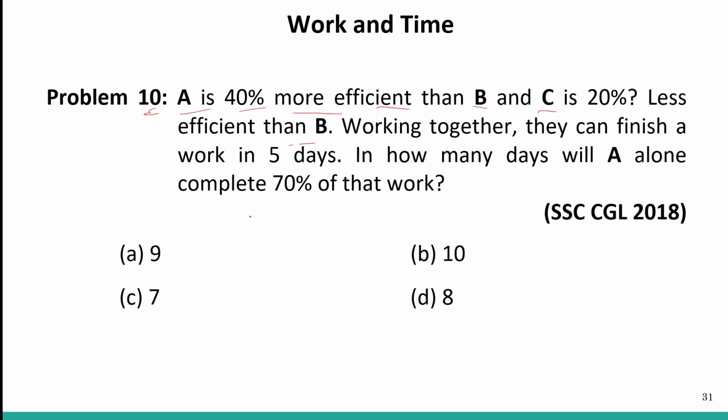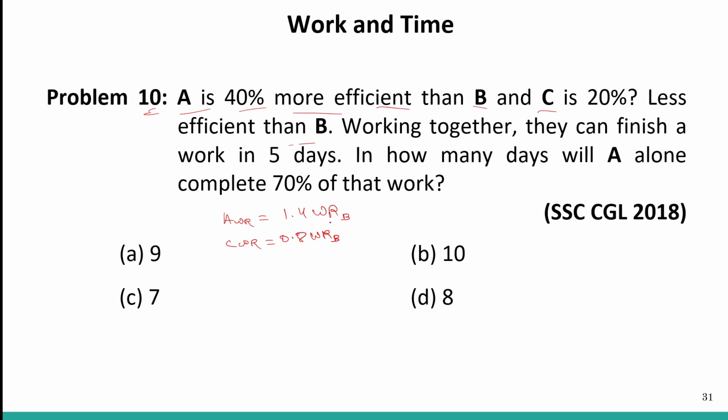Okay, so A is 40% more efficient than B. So AWR is equal to 1.4 of WR B, right? And C is 20% less efficient. So CWR is equal to 0.8 WR B. So working together, they can finish the work in 5 days. So what will be their working rate if they work together?